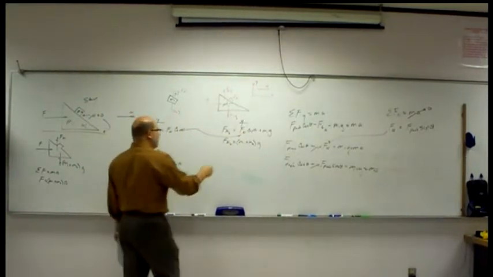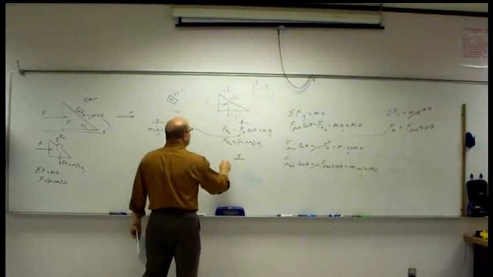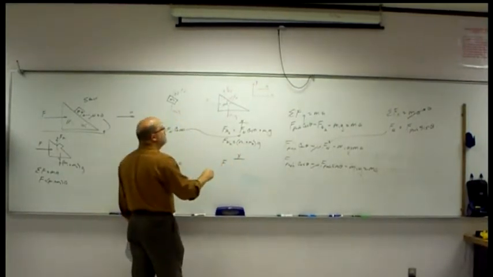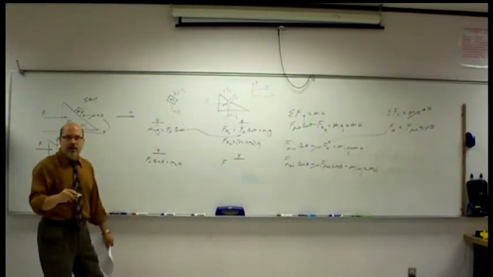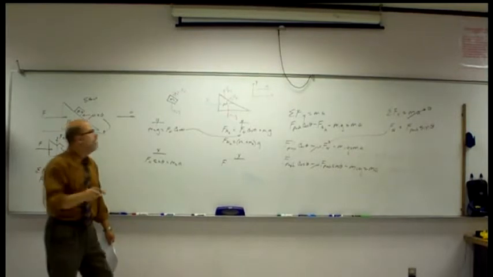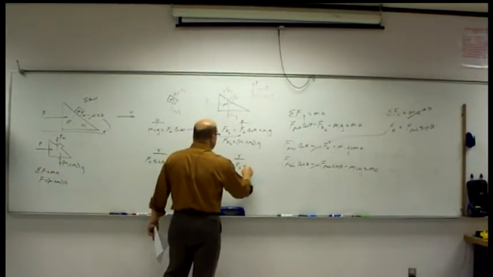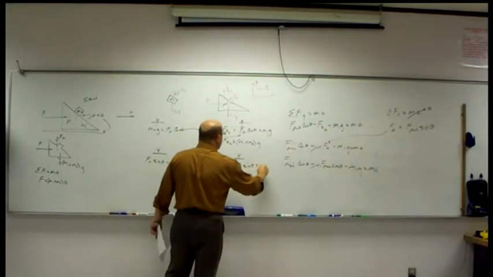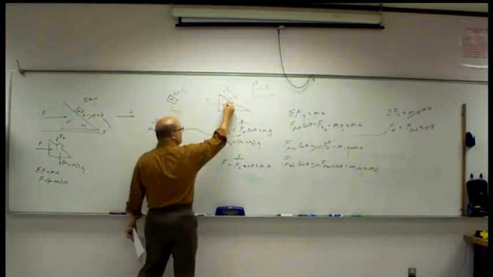All right, in the X direction though, that's probably going to be more helpful. We have F equals ma, so we have an F to the right. And what else do we have? Minus the normal force sine theta equals M1a. We got this one right here.